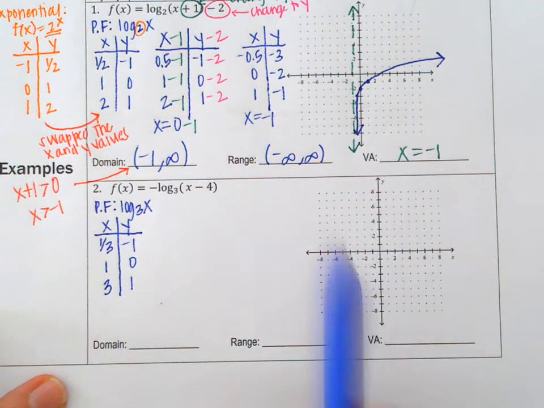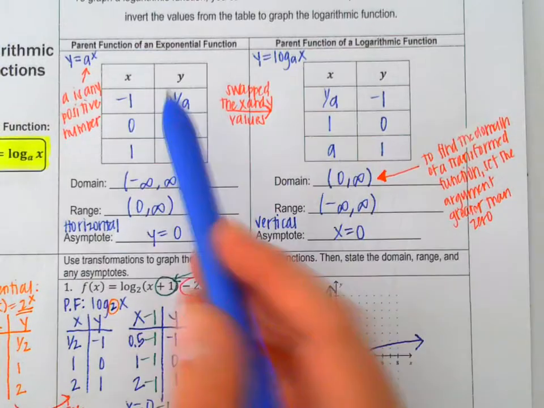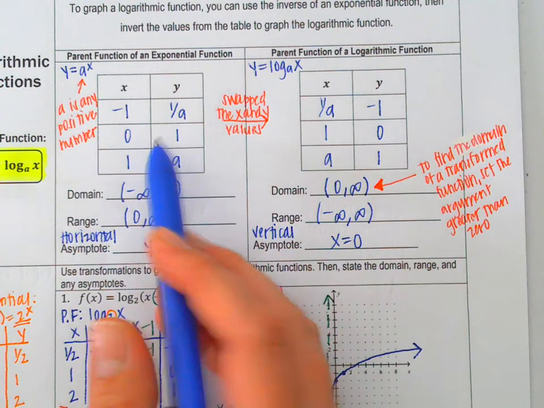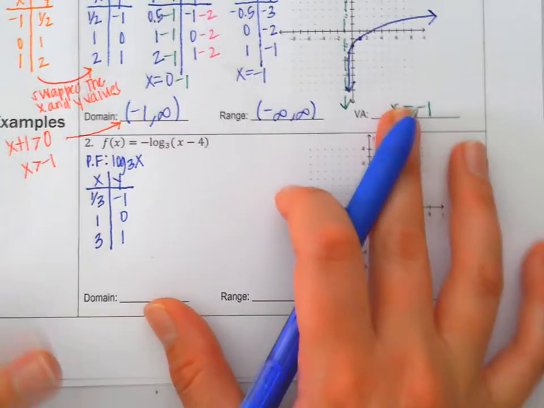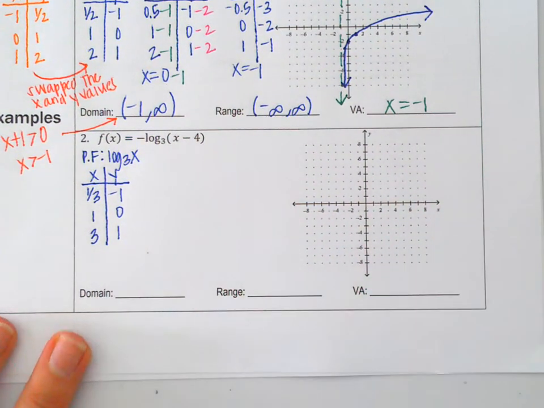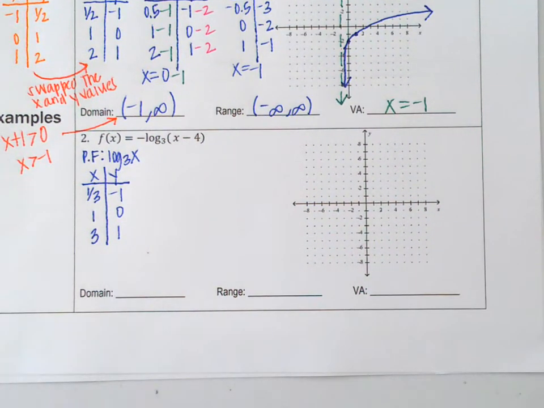However you want to do it. If you want to know this table, great. If you just want to know this table, fine. However you want to memorize those parent function tables. Okay, so then what I want you guys to do, you have 2 transformations here.